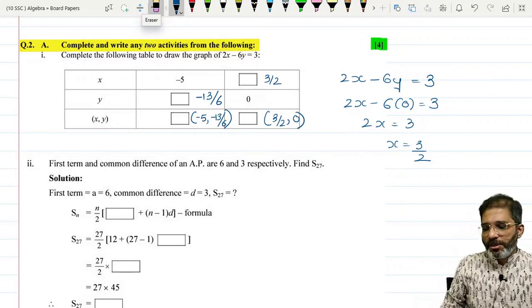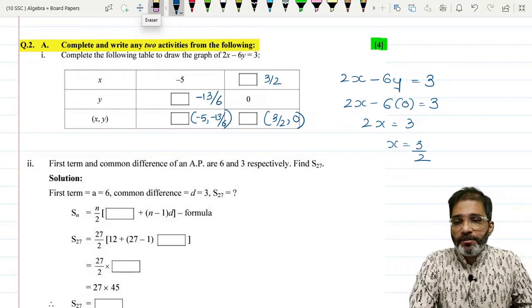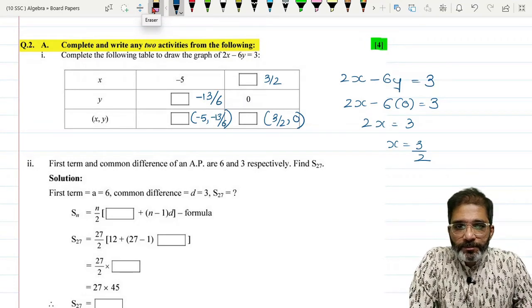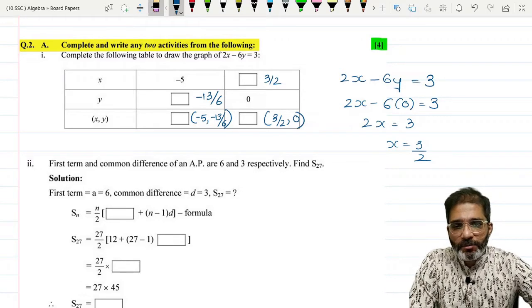Okay, just have a look at the sum. Any doubt you have? Okay, understand the sum. Okay, right. So let's see the next one.